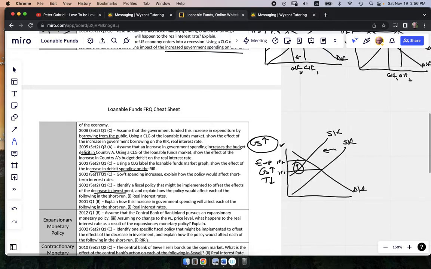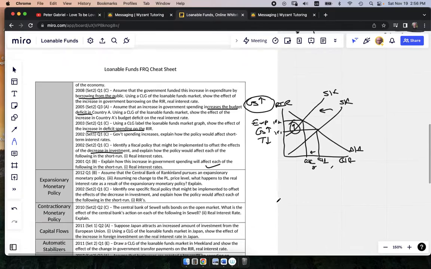You should draw this 10 or 20 times until you know it really well, and you can do it super fast. You shouldn't have to be thinking about these on the exam. QLF1, QLF2, show some arrows. Easy enough. All right. Explain how this increase in government spending. Okay, I think we're done with that.